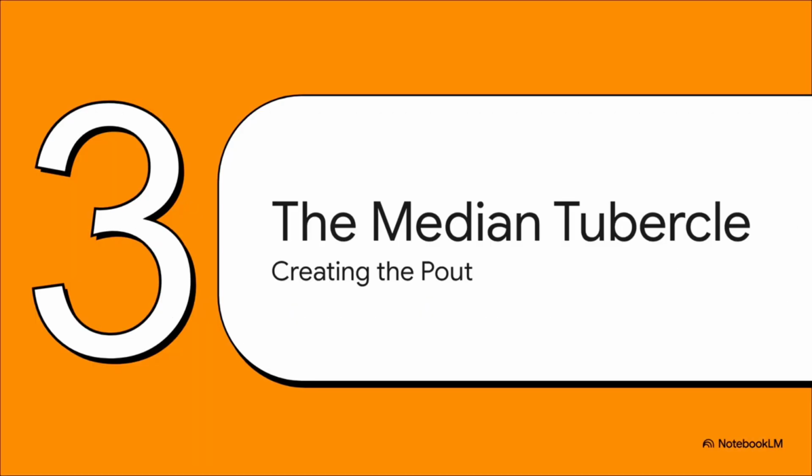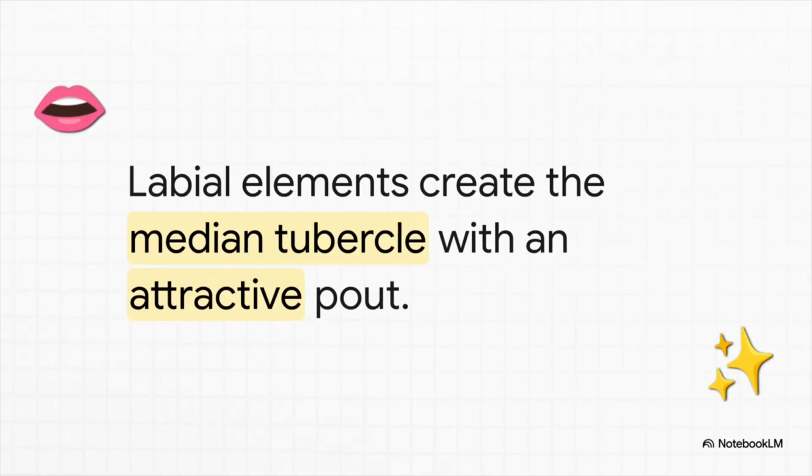Section 3, the median tubercle, creating the pout. All right, let's talk about the actual surgical masterstrokes. A huge challenge with unilateral cleft lips is making sure the final result doesn't just look fixed, but looks completely natural. By really cleverly utilizing the existing labial elements, surgeons can physically craft the median tubercle, and that is exactly what creates that normal, attractive pout, preventing the lip from looking flattened out or unnaturally stretched.